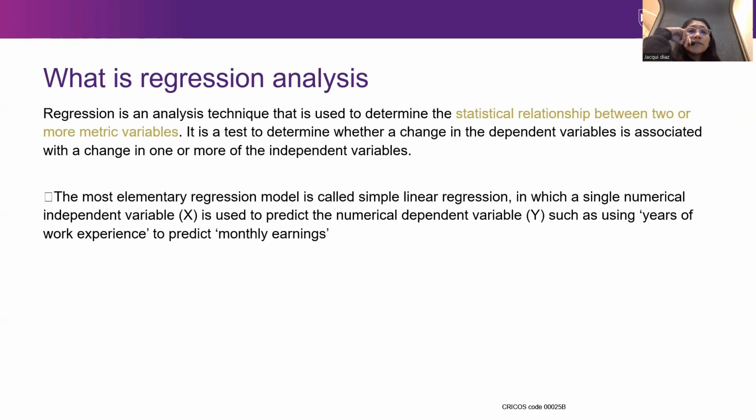When we are analyzing just one independent variable, we are talking about the most elementary regression model, which is called simple linear regression. In this model, a single numerical independent variable x is used to predict the numerical dependent variable y.